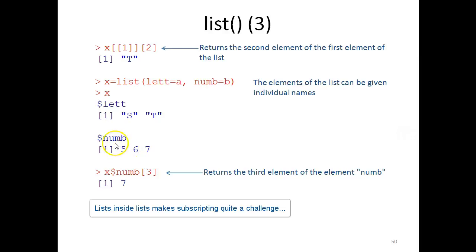And when I have these names, if I want to, for example, get the third number out of num, then I can write X$num and then bracket 3 bracket, because I'm interested only in the third element of X$num, and then I get a 7 in return. Of course, it gets even more complicated if you start storing matrices or lists inside a list.